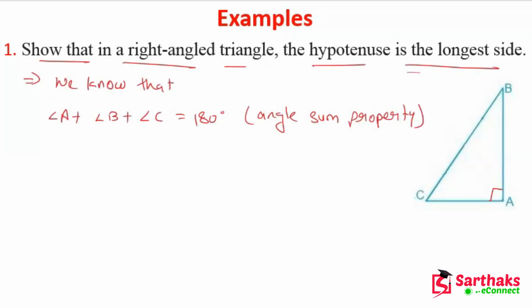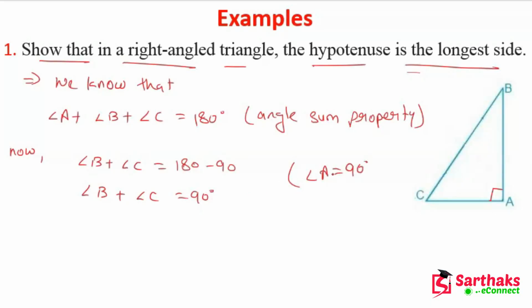Now we know that angle A is 90 degrees, so angle B plus angle C is equal to 180 minus 90. So this will become angle B plus angle C is equal to 90 degrees, because we know that angle A is 90 degrees. So angle B plus angle C is 90 degrees.